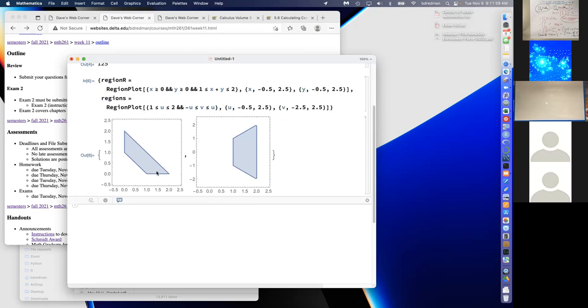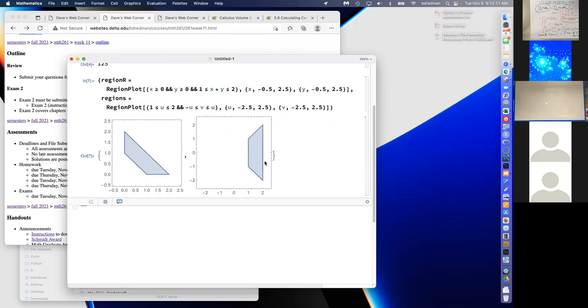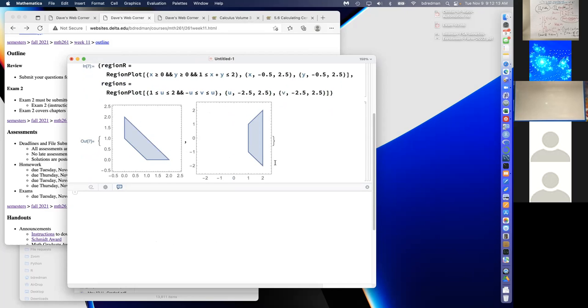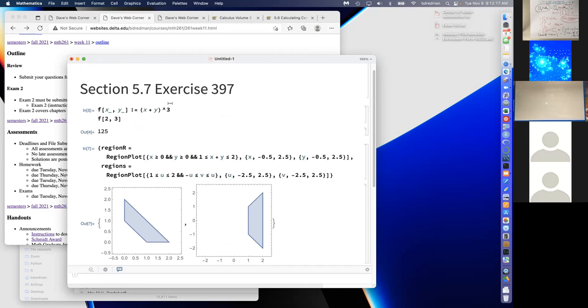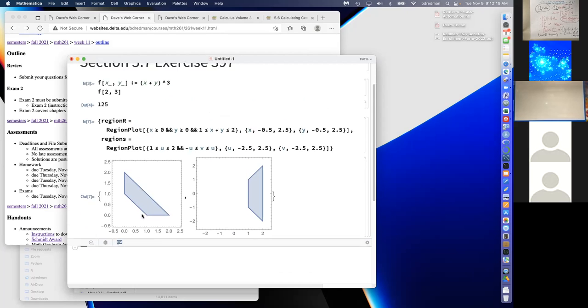Notice that this is not one-to-one. This first box is one-to-one. I could set this box from one-to-one, but notice I have three U limits and five V limits. I can make five U limits, and now this is more one-to-one. Okay, but how do I evaluate this function over the region R?